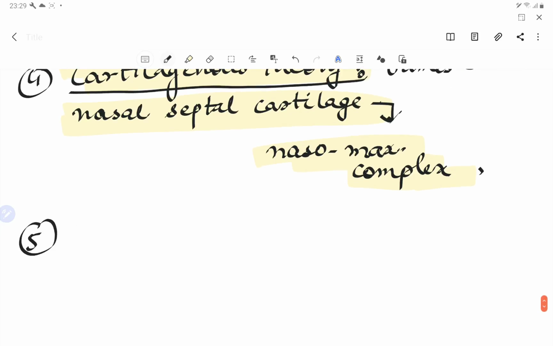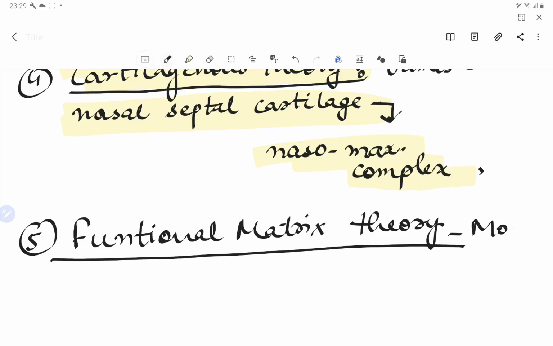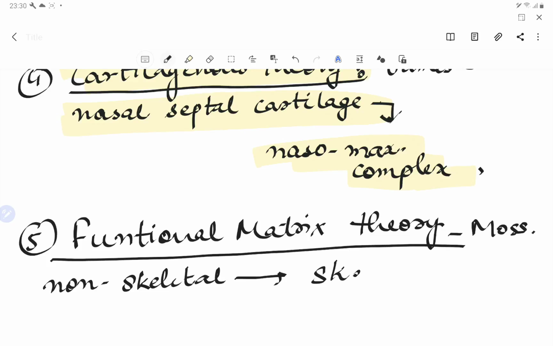So the last one is the functional matrix theory, which was given by Melvin Moss. And the growth of the skeletal components depends on the functional matrices, or basically we can say that non-skeletal components, which are the functional components or the functional matrices, are responsible for the skeletal growth. So that means the bone grows via the growth of muscles, via the growth of nerves.